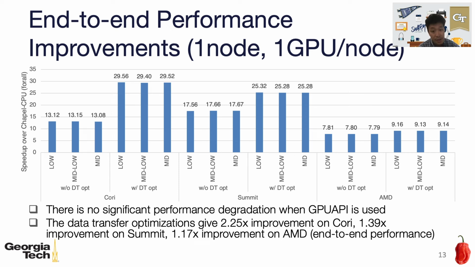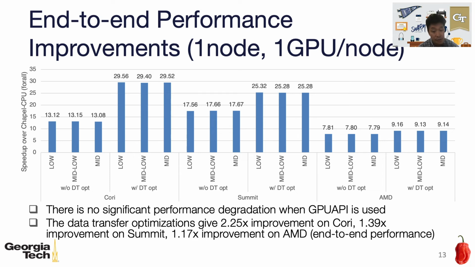Okay, what you see here is the end-to-end performance improvement on the three platforms. And please note that in this evaluation, we only use a single node with a single GPU. First of all, we see great performance improvement over the CHIUW CPU version. For example, on Cori, we get around 29.5 times performance improvement over the CPU version, which is great. Also, our GPU implementation has three variants: low-level version, mid-low-level version, and mid version. And please notice that there is no significant performance degradation even when a higher-level GPU API is used.